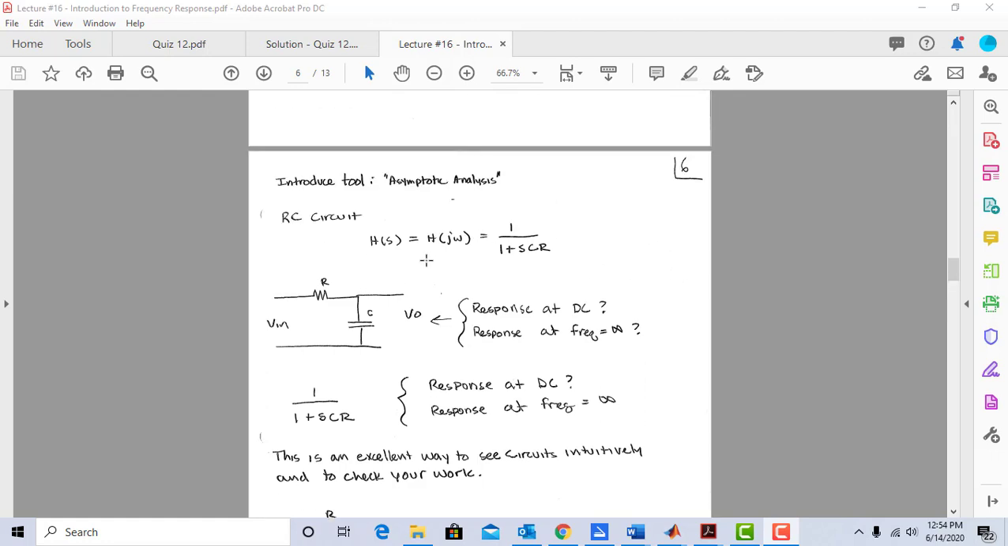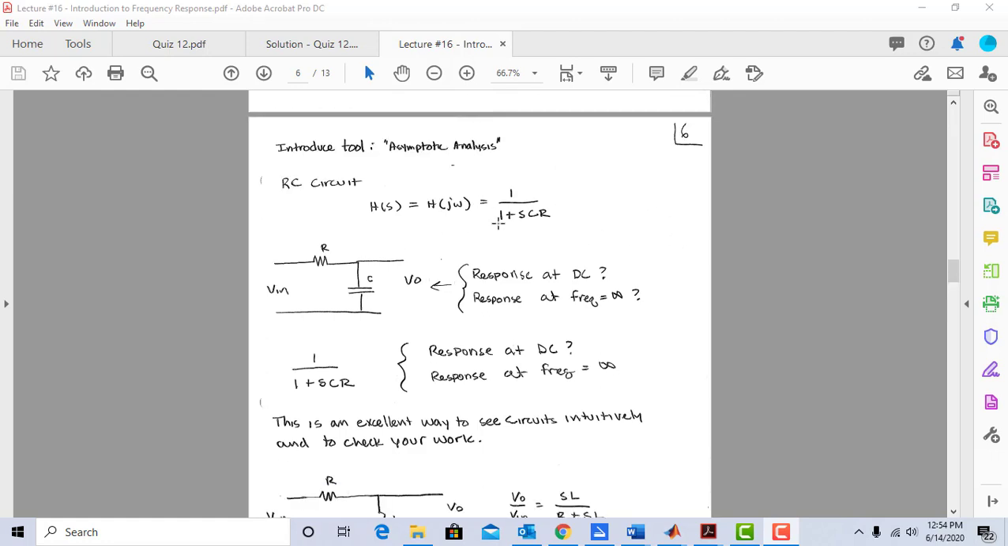I've got a circuit here, and we just derived the transfer function for it. We believe that it is 1 over 1 plus SCR. Let's look at the circuit. At DC, I'm going to go right back to the rules. I know that I have no current through that capacitor at steady state. That's right, I have no current through that capacitor when the frequency is 0, because doesn't DC just mean steady state? So I have no current here.